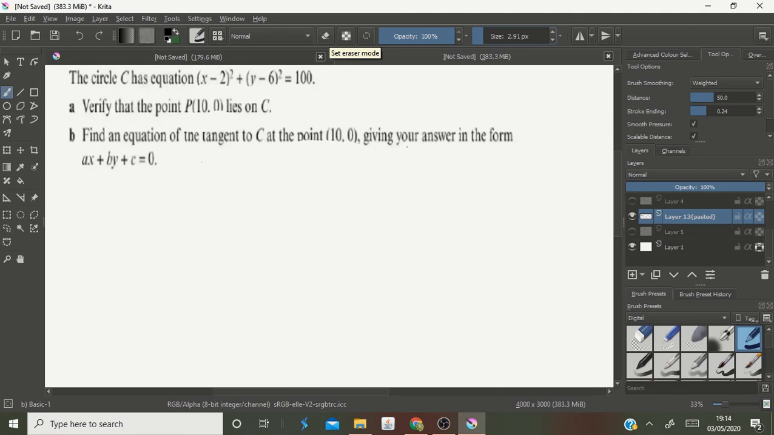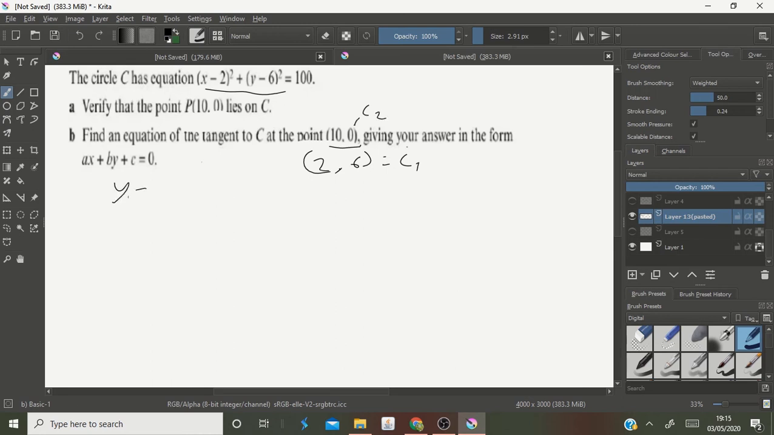So now let's do part B. Find an equation of the tangent to C at point 10, 0, giving your answer in the form ax plus by plus c equals 0. So to do this, we need two coordinates. We have the given coordinate here, and we need the centre of the circle. Using the equation from before, we know that that's just 2, 6. So let's call this one our coordinate 1, and this one here our coordinate 2.